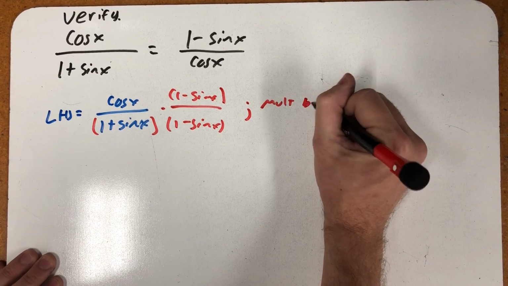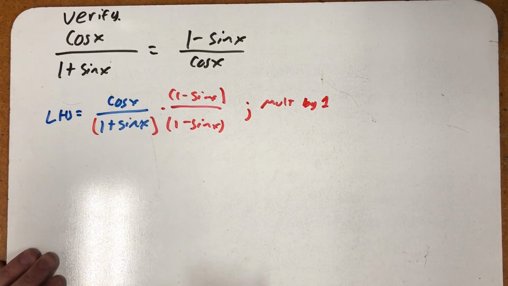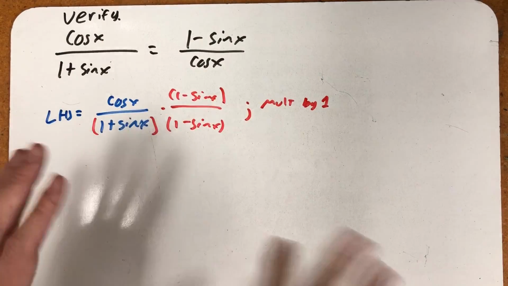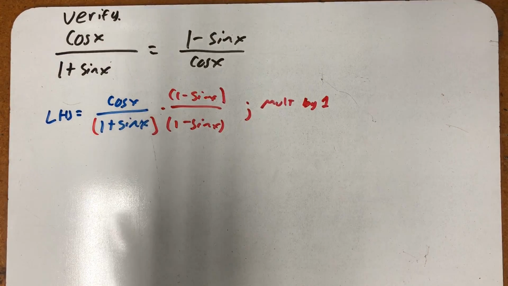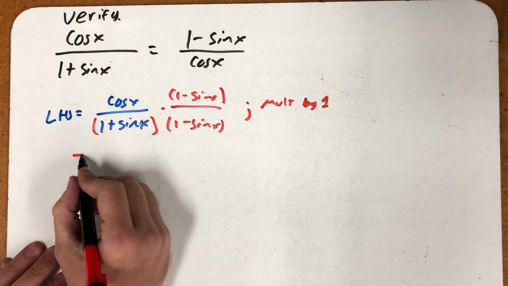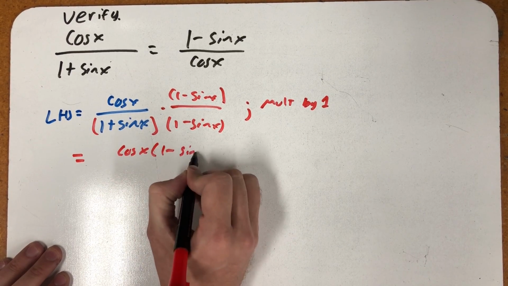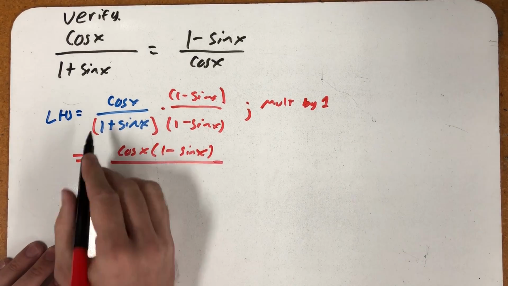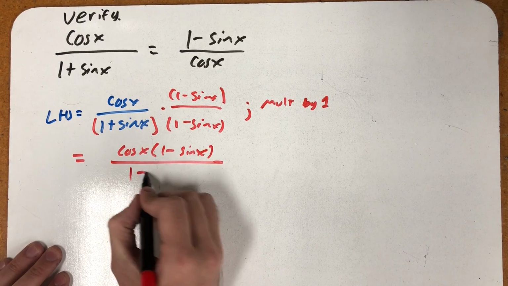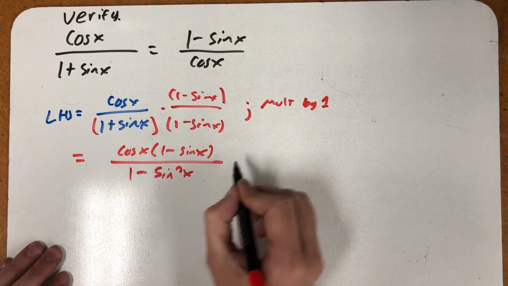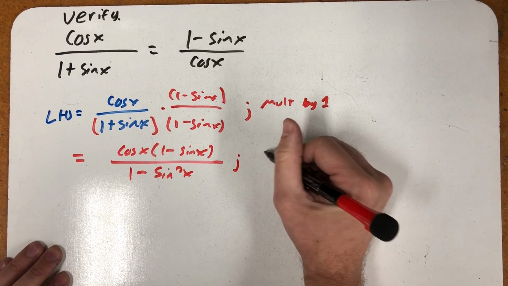What did I really do? Well, I'm multiplying by 1, right? I'm multiplying the top and bottom by the same thing, so they divide out, and I'm really just multiplying by 1. So let's see what happens here. On top, I'd have a cosine x times 1 minus sine x. On the bottom, if I multiply that out, I get 1 minus sine squared x. All right, so I've multiplied.